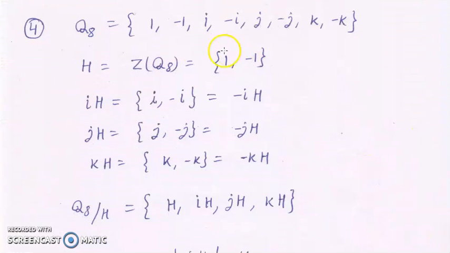Now come to another example. Suppose I take the group Q8 and I take a subgroup to be its center. The center is always a normal subgroup. In fact, all the subgroups of Q8 are normal. So I take the subgroup H to be {1, -1}. Its cosets will be iH, jH, kH. So Q8 upon H will have these four cosets: H, iH, jH and kH.